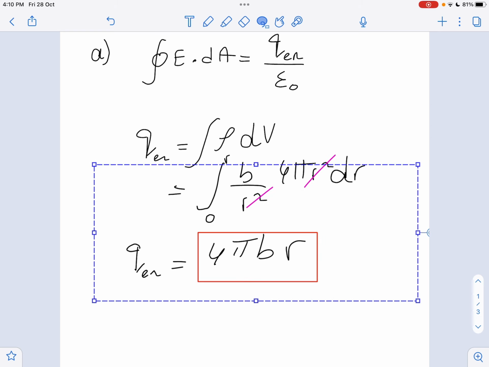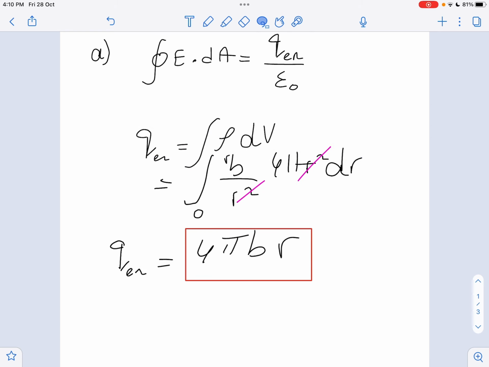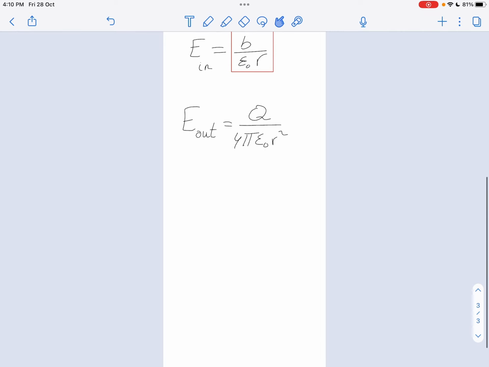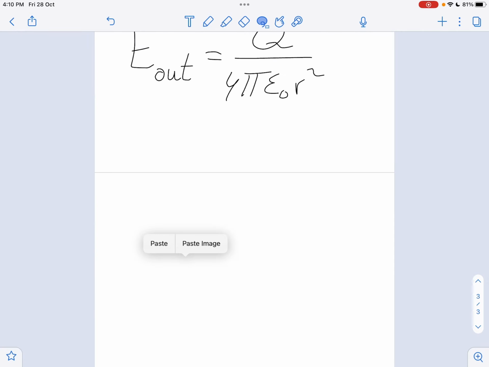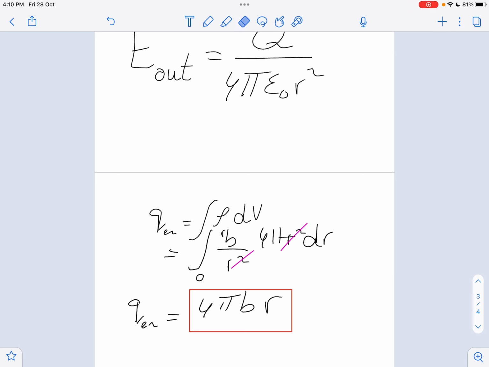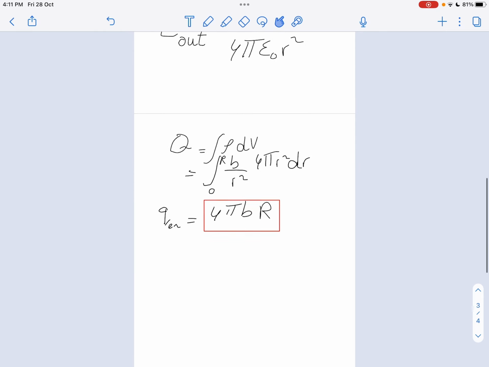Let me select this one and paste it here. However, the limits are going to change. Instead of r, because we are finding the total Q in the sphere, the limit will be till capital R here. Here I have 4 pi r squared, so it's going to be 4 pi b multiplied by capital R. That's the total charge Q in the sphere.